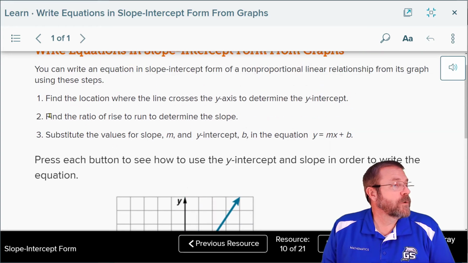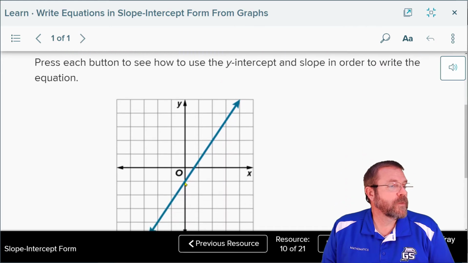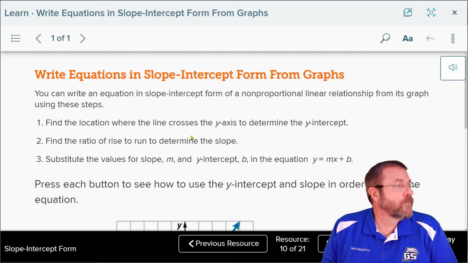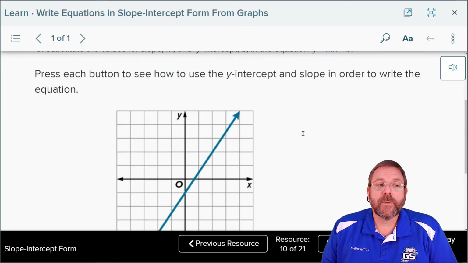The next step is to find the ratio of rise over run. So I'm going to pick any 2 points. I've got a solid point here and a solid point here. So that means I'm going to rise 1, 2, 3, and I'm going to run 1, 2. So my slope is going to be 3/2, and then substitute in the values for slope m and y-intercept b into the equation y equals mx plus b.